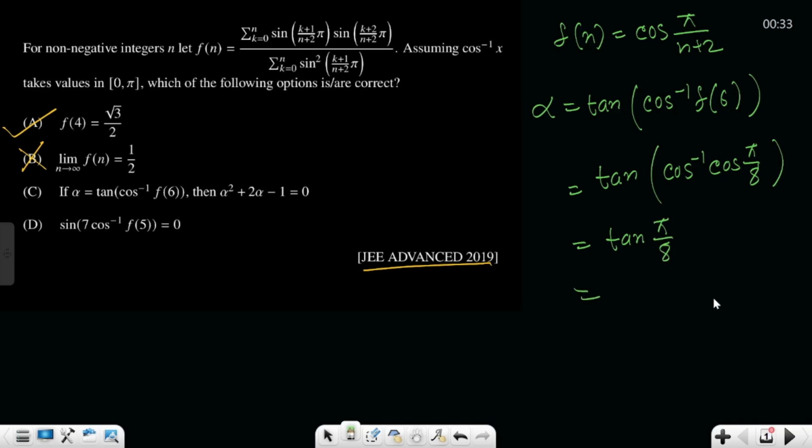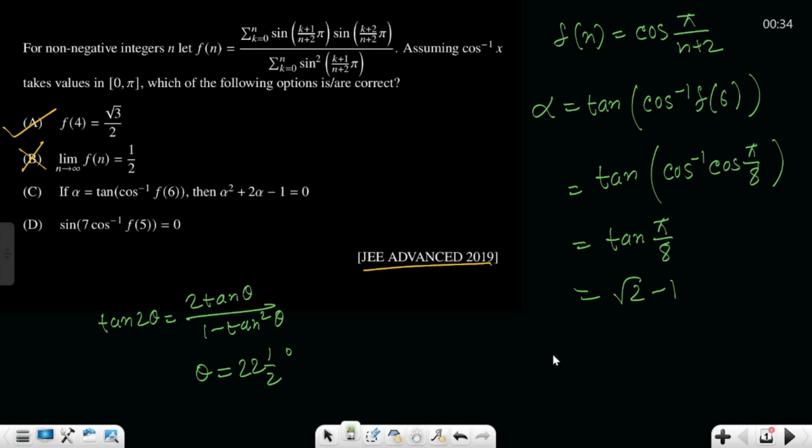Okay. Now tan pi by 8 is actually tan 22.5 degrees. You need to remember these values directly. This is root 2 minus 1. Okay. If you don't remember, I am not solving that in this video. You can try to solve it using tan 2 theta equal to 2 tan theta upon 1 minus tan square theta. Just put theta equal to 22.5 degrees. Put it and you will get it after solving that quadratic. Okay. So I am not solving it here. And also you need to remember these values directly. Okay. So what we got? Alpha equal to root 2 minus 1.